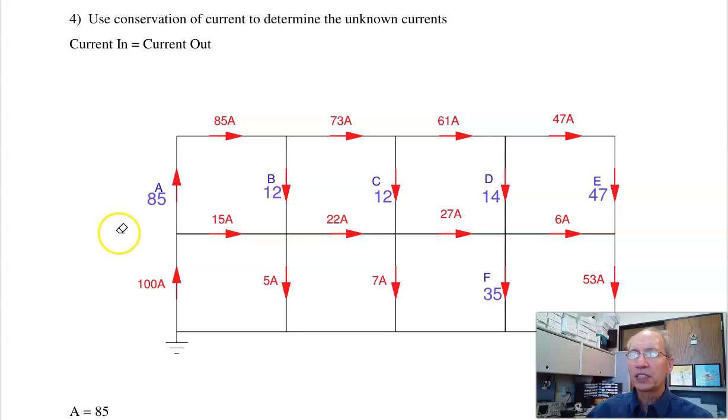Conservation of current says that at any given node, current in equals current out. So at this point, I have 100 amps going in. I have to have 100 amps going out. So if 15 go right, that means A must be 85. At this point, current in equals current out. I've got 85 in, 85 out. That works. At this node, current in equals current out, 85 in. These two have to add up to 85. B must be 12. So keep on going, and these would be the unknown currents.